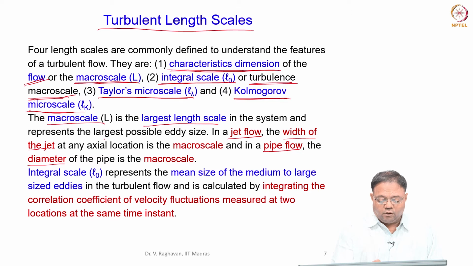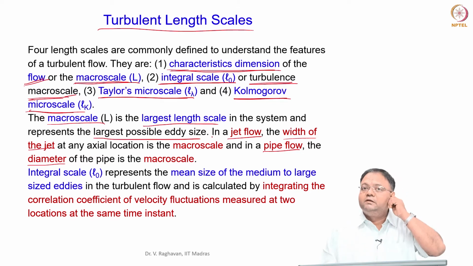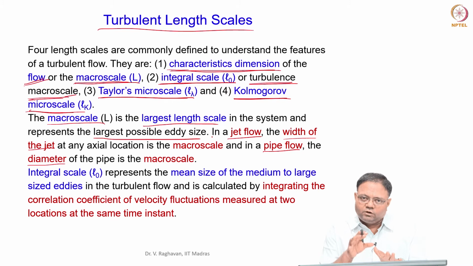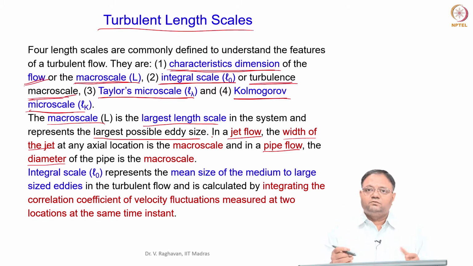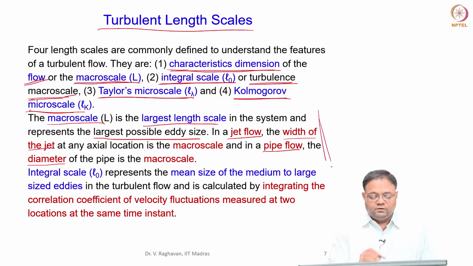So the macro scale normally represents the largest possible eddy size, and since I say macro, it does not talk about the particular flow field like eddy size and so on. This length scale can be used for laminar flows also. For example, the diameter of the pipe is used to define the Reynolds number in a pipe flow. Similarly, the jet half width can be used as a length scale for the jet. So we can also use this in laminar flow; that is the macro scale.